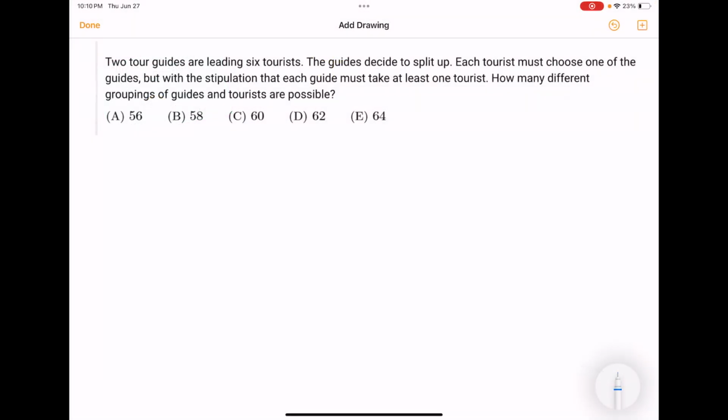The problem states 2 tour guides are leading 6 tourists. The guides decide to split up. Each tourist must choose one of the guides, but with the stipulation that each guide must take at least one tourist. How many different groupings of guides and tourists are possible?